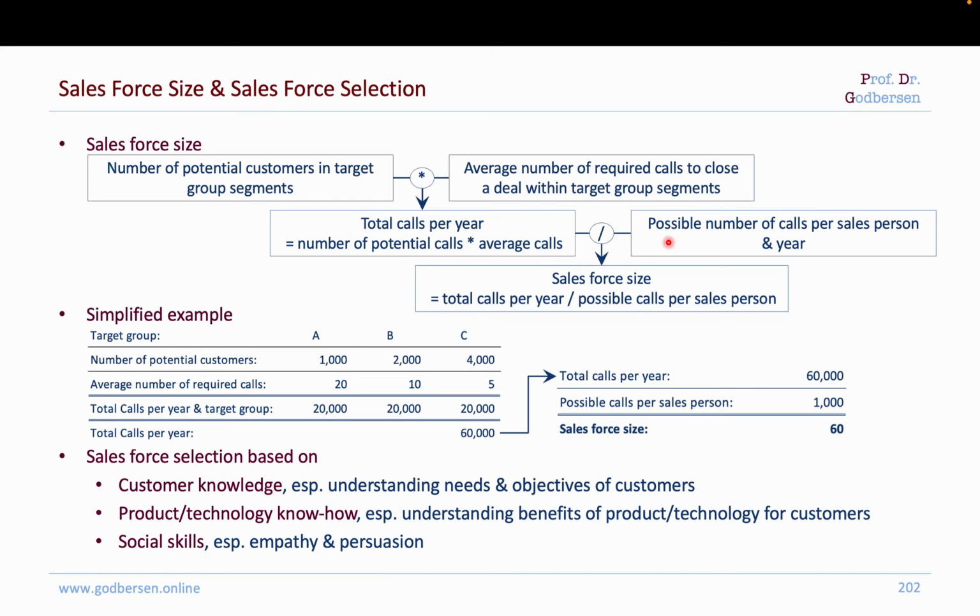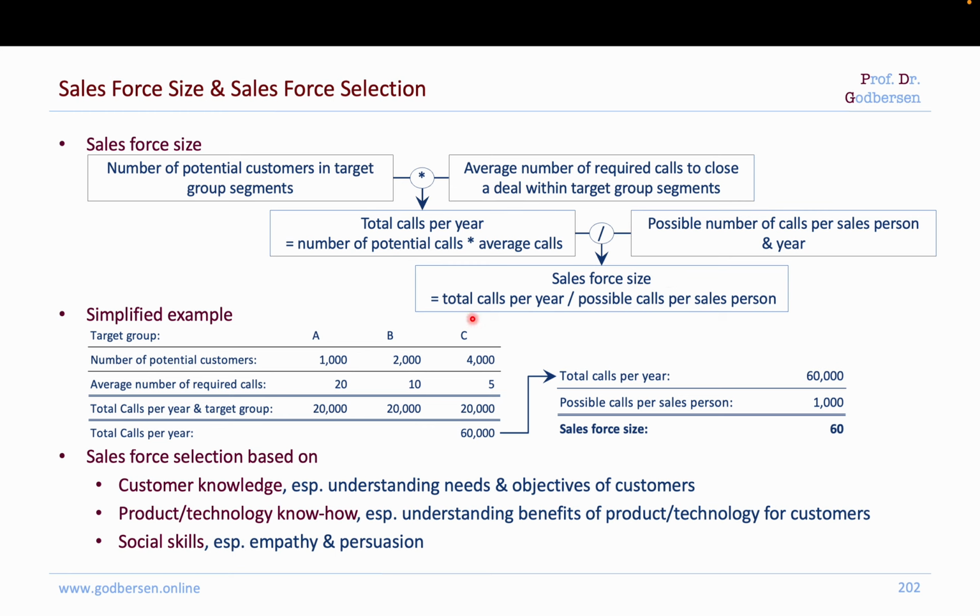Then you look at how many calls a salesperson can do per year. And then it is total calls per year divided by the possible number of calls per year per salesperson, and you have your sales force size.